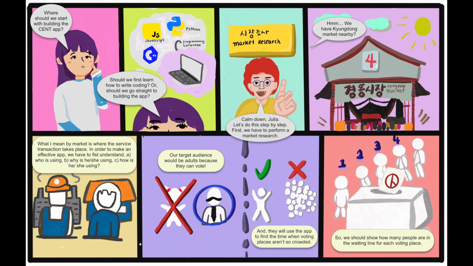Our target audience would be adults because they can vote. And they will use the app to find the time when voting places aren't so crowded. So we should show how many people are in the waiting line for each voting place.